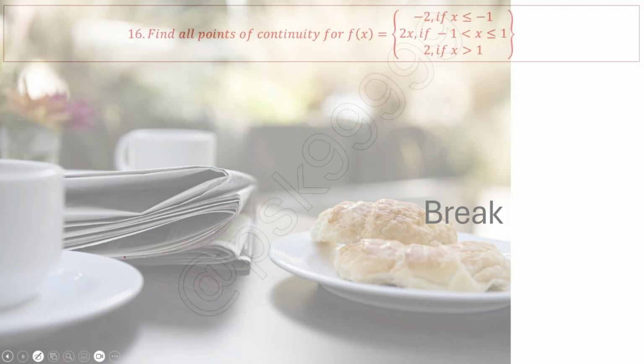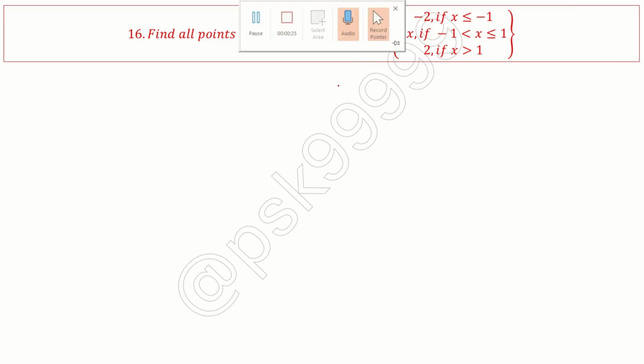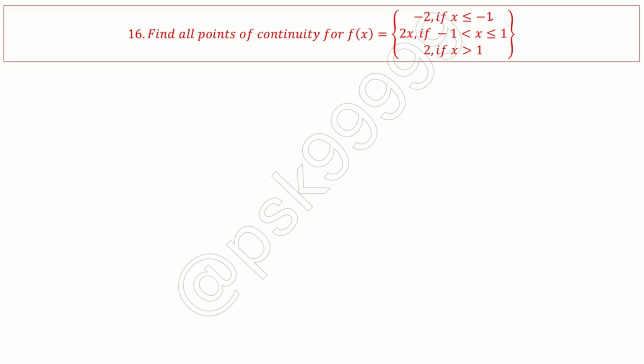Next, find all points of continuity for f of x with the definition minus 2 if x is less than or equal to minus 1, 2x if x is between minus 1 and 1 inclusive, and it is 2 if x is greater than 1. Okay, again if you check individually they are continuous, right? Within their defined ranges they are continuous, there is no problem with that. Problem is only at the points of contention, which is x equal to minus 1 and x equal to 1. This is where the definition is falling on two different definitions, right? So different values. So we need to check x equal to minus 1 and x equal to 1.